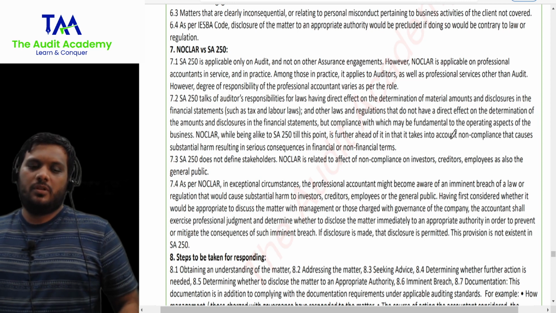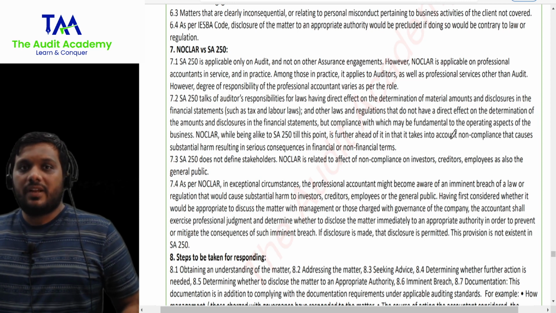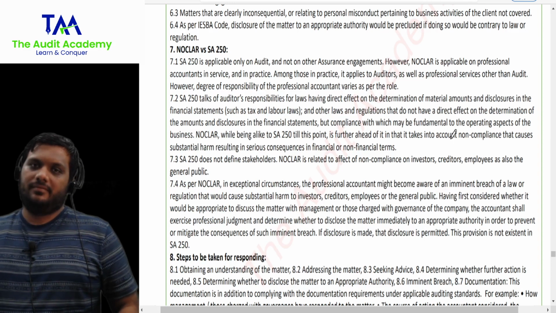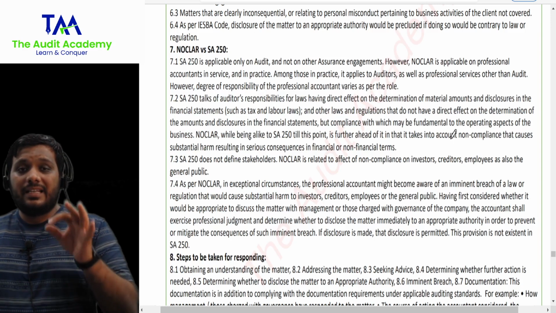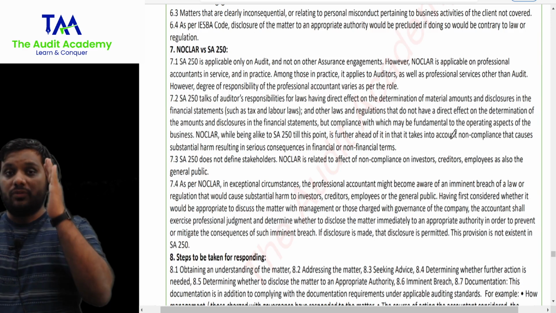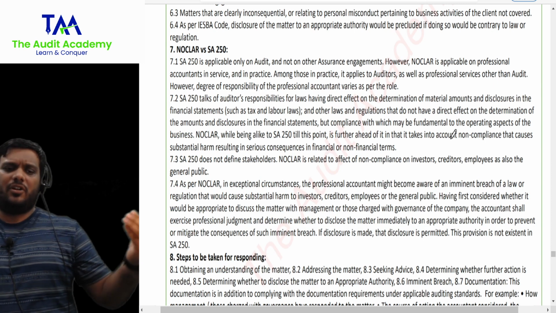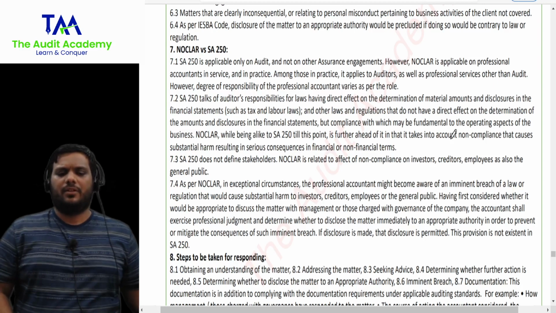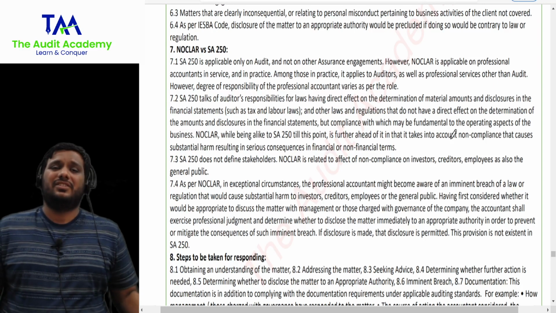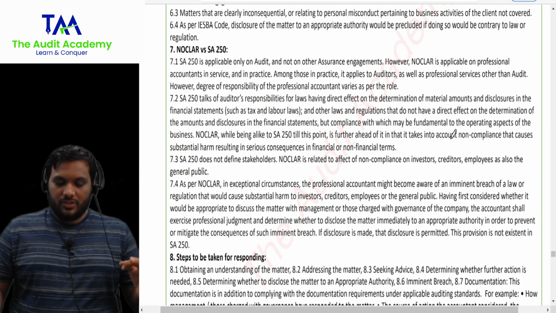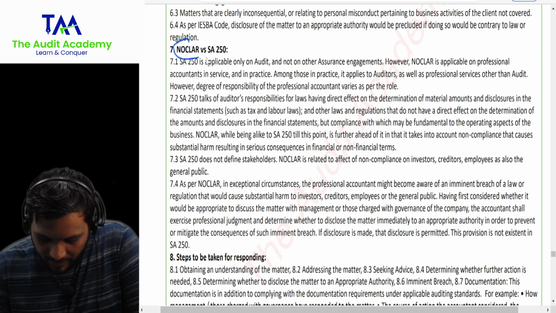Oh, so that seems to be the striking difference. That is one of the major differences. When you think as an auditor, you are like, oh my God, I've already done under SA 250 how to check compliance with laws and regulations. How is this NOCLAR different over here? Understood this? So please see this NOCLAR versus SA 250.